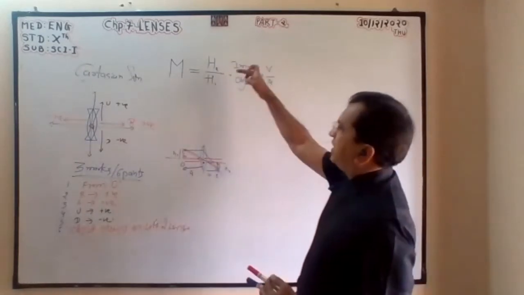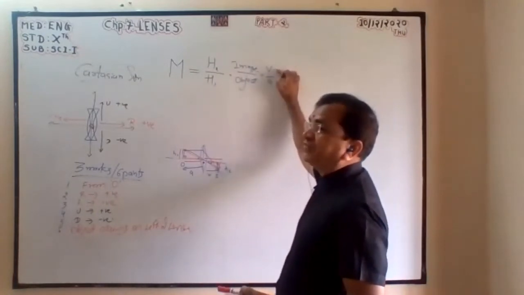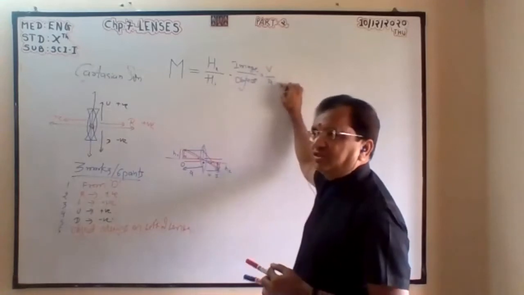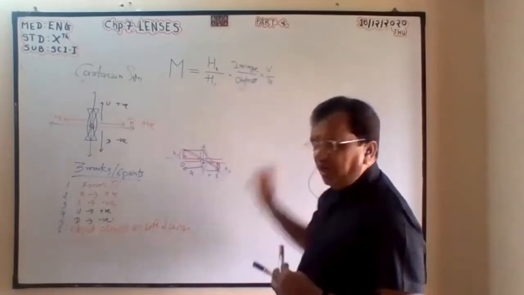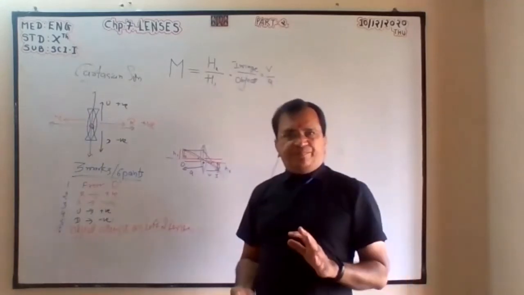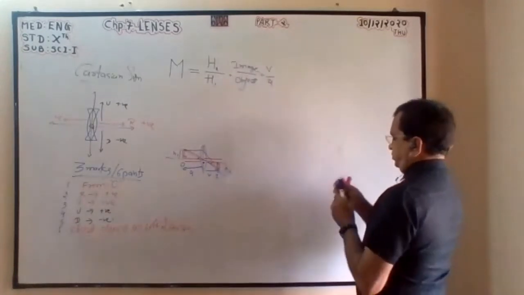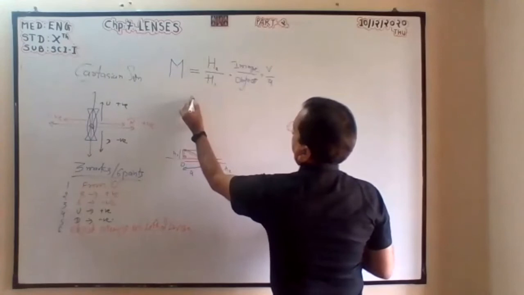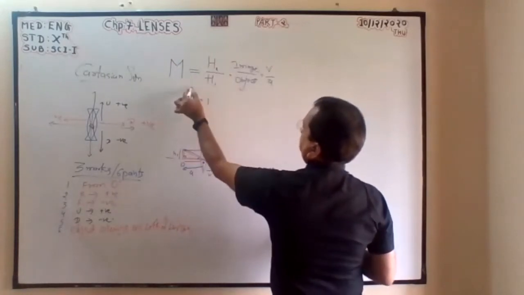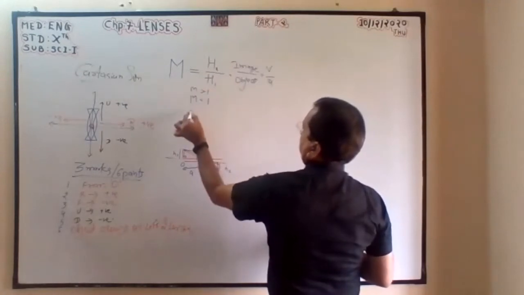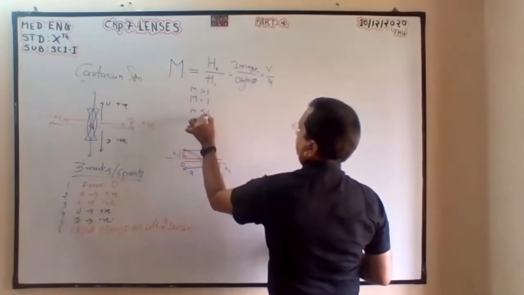So magnification is height 1 divided by height 2, or distance of image from O divided by distance of object from O. Now from the answer of M, we can judge. What can we judge? If both are equal, M can be equal to 1. If the numerator is greater, the ratio will be greater than 1. If the denominator is greater, magnification is less than 1.